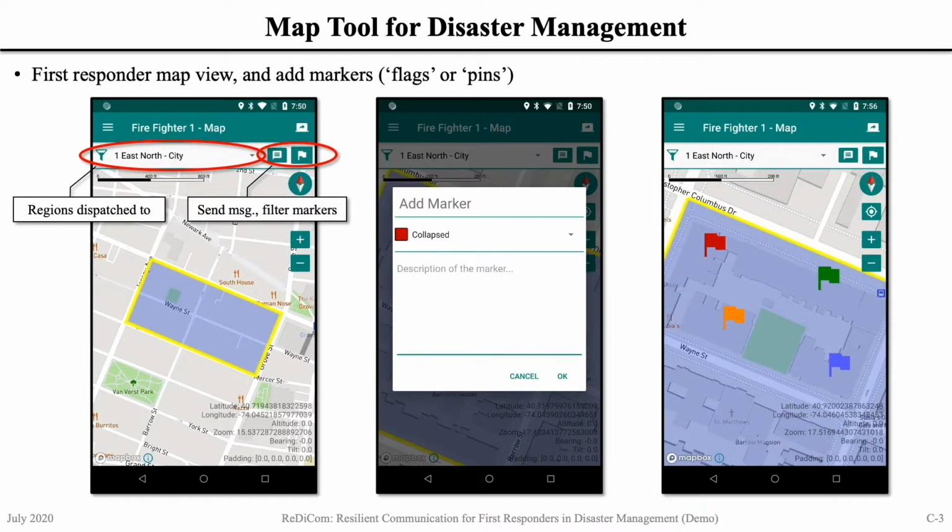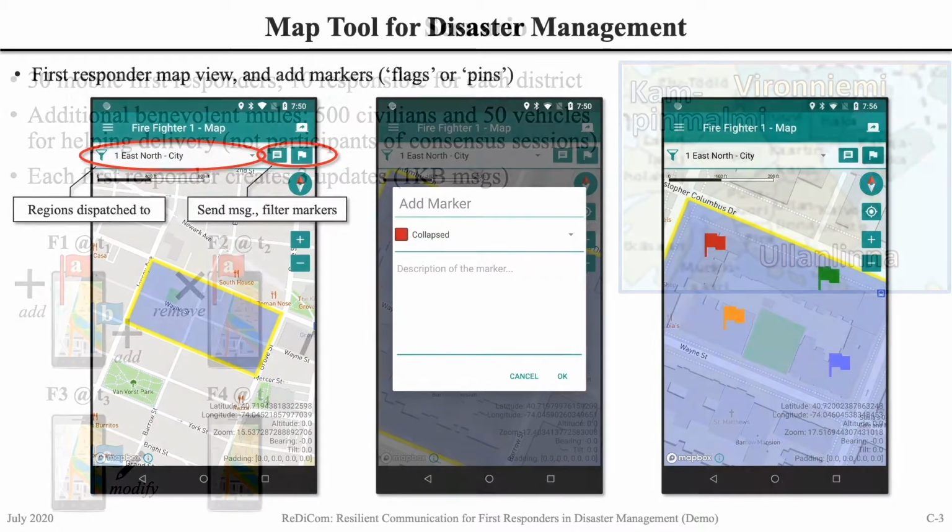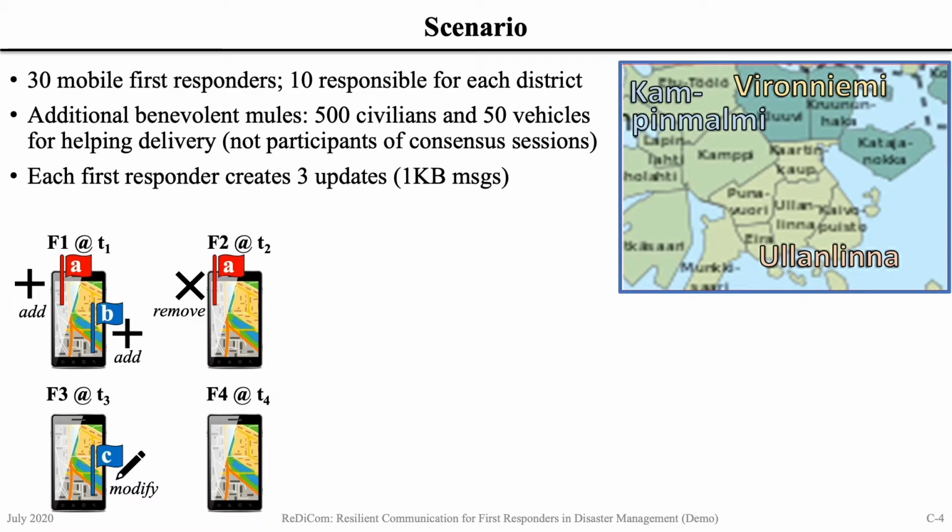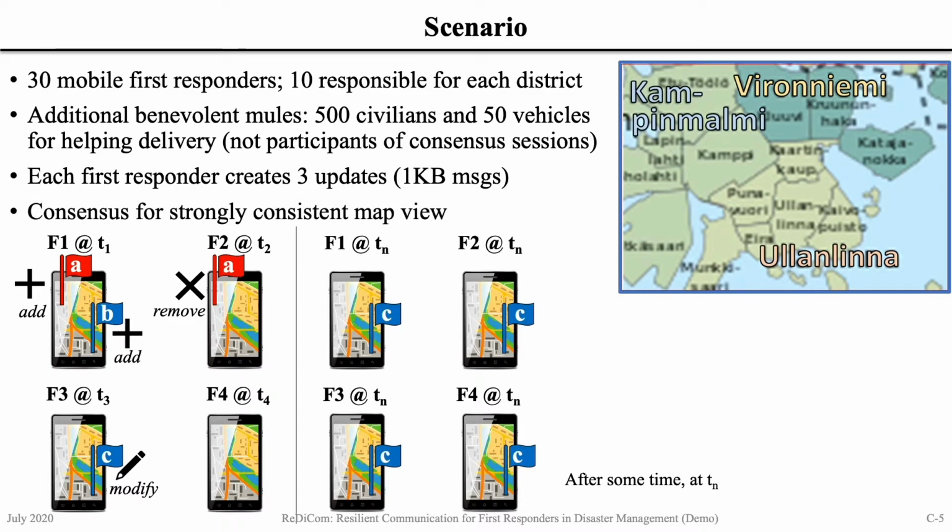The updates are data in form of flags or pins and shapes on the map that belong to a location and a region and have information associated with them. The updates created by first responders are to add markers as flags, as well as removing or editing existing flags. As shown, different first responders create their updates at different times without coordination with the server. After some time, our system ensures that all updates are applied in the same order, and all first responders eventually have the same view of the map. Please see our corresponding presentation for more details on the algorithms for achieving consensus.